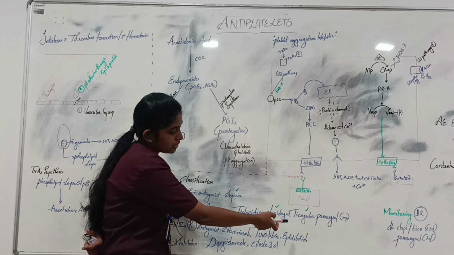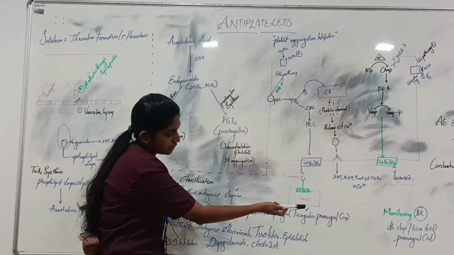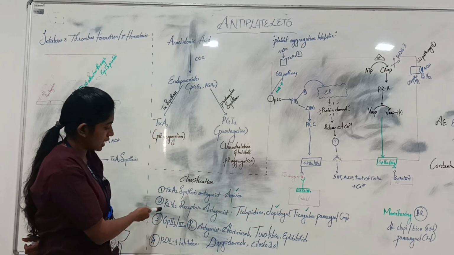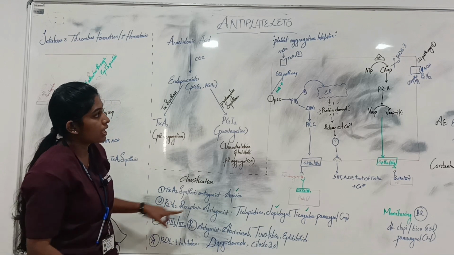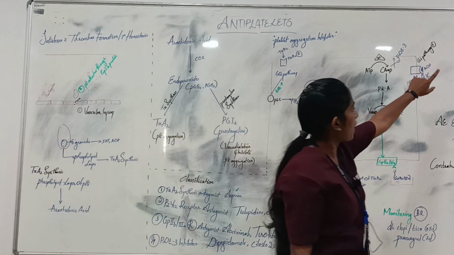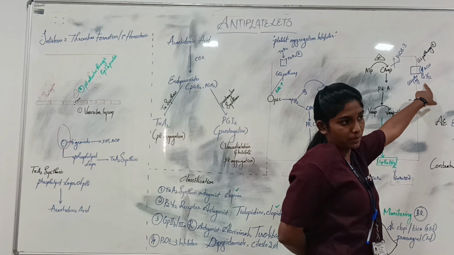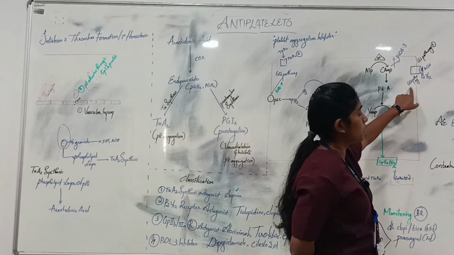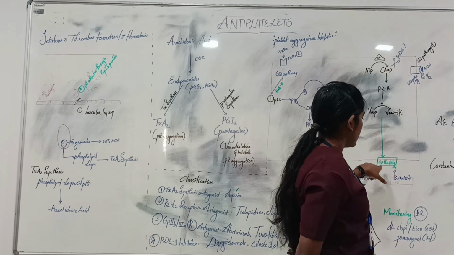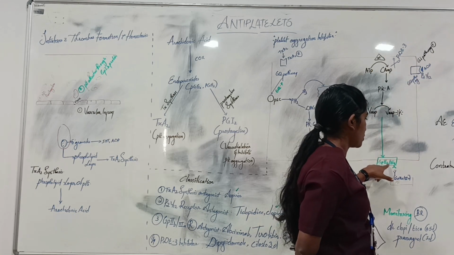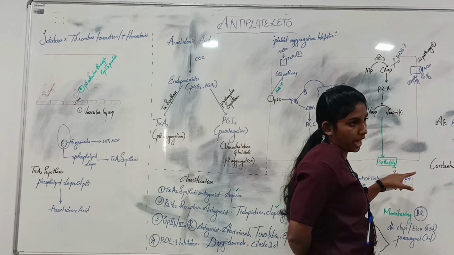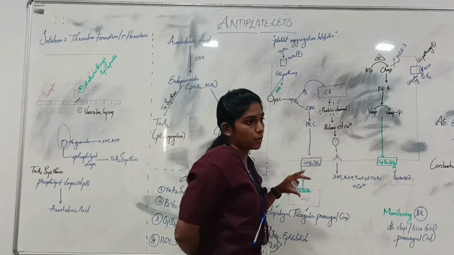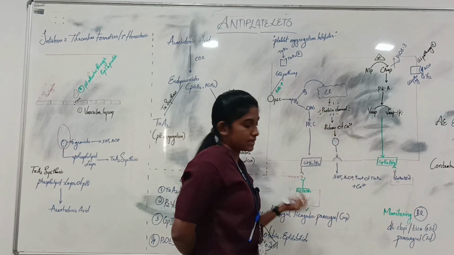Then other drugs are there, like ticagrelor and prasugrel, from the class of P2Y12 receptor antagonists. So this will inhibit the binding of ADP to P2Y12. Thereby it will inhibit two pathways, the Gi inhibitory pathway and the Gq pathway. So the stimulation of the production of GP2B3A protein won't happen, and the attachment between the platelets won't take place.